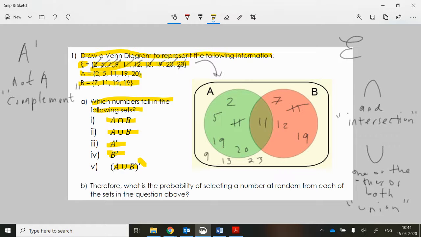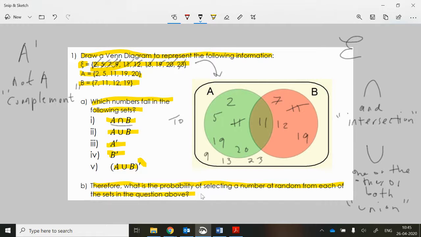Be three answers. It says for part B, therefore, what's the probability of selecting a number at random from each of the sets in the question above? Well, we need to know how many numbers there are in total to start off with. So let me just count from the universal set. We have 1, 2, 3, 4, 5, 6, 7, 8, 9, 10. So we have 10. The probabilities are going to be easy here, and they're all going to be out of 10. I'm going to write my answers up here. You might need to write them underneath for part B. So for this one and all of these, you're going to say out of 10.